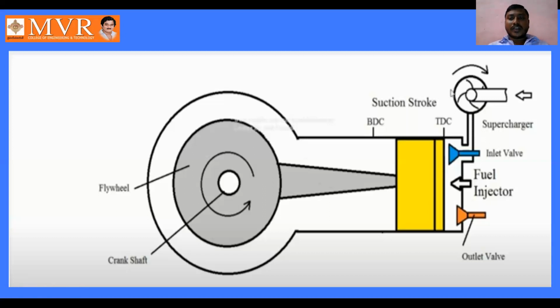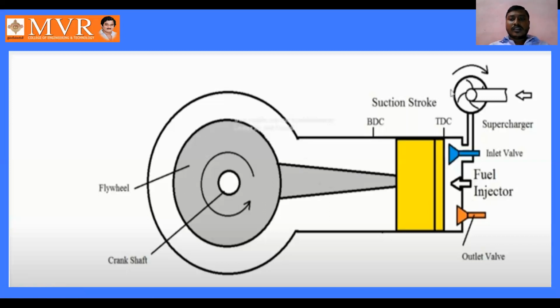If we are going to suck 100 ml of air into the engine cylinder, and the supercharger forces more air, then the work output is also going to be increased. The work output and the efficiency of the engine cylinder are going to be increased here.